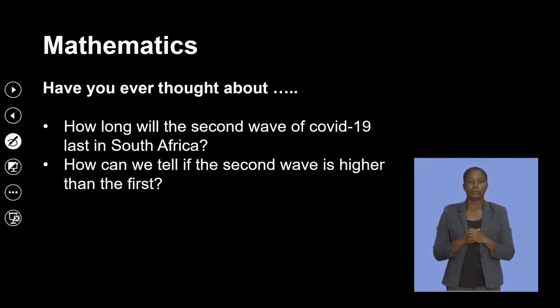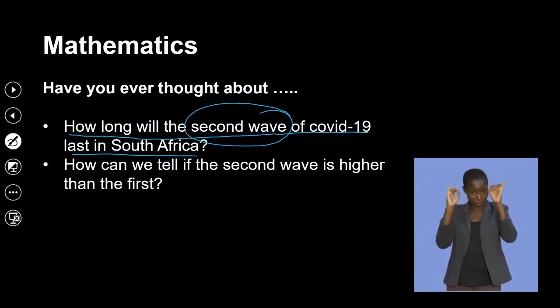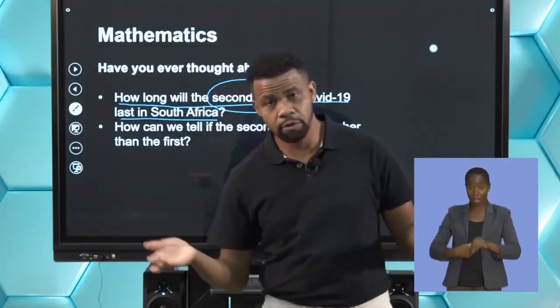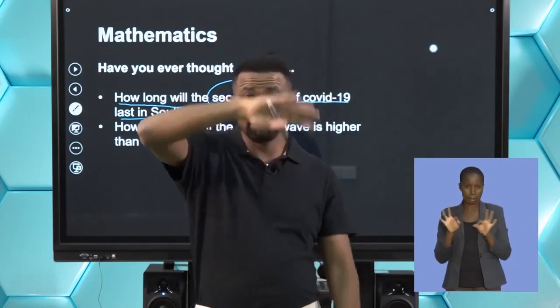Also related to the COVID-19, how long will the second wave of COVID-19 last in South Africa? Any view? So when I talk about the second wave, I mean the first wave is when the COVID-19 started. We had a hard lockdown, then lockdown was eased, and I think the maximum daily infection report was approximately 13,000.